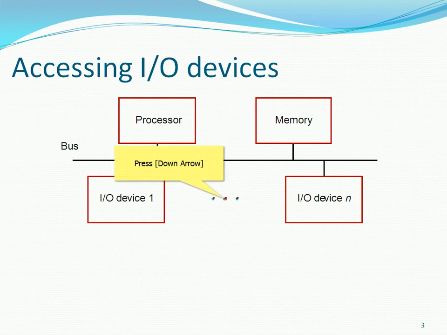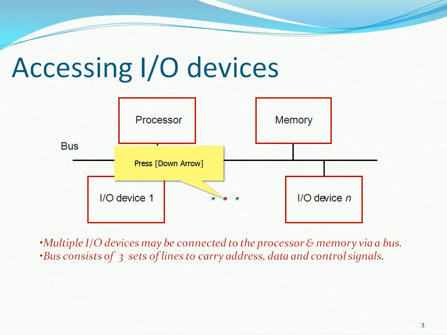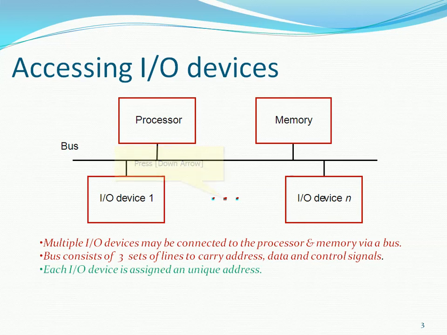Here we can consider this diagram. We have the processor, memory, IO devices and so on. Those will be connected to the bus between these devices, the memory and the processor. The bus will interact and coordinate with all these devices. Multiple IO devices may be connected to the processor and memory via the bus, and there are 3 sets of lines: of course, address, data and control signals.